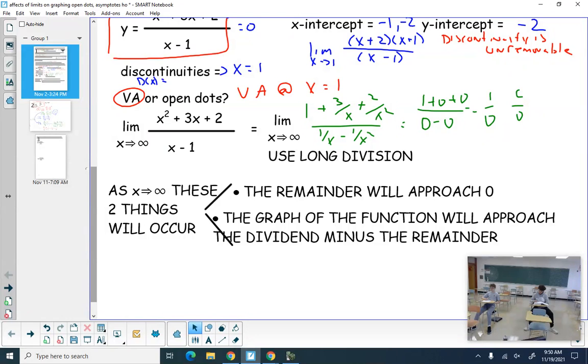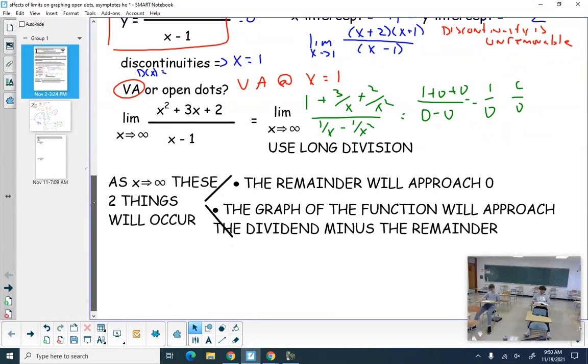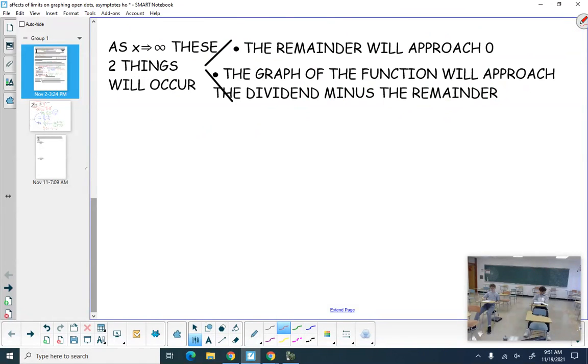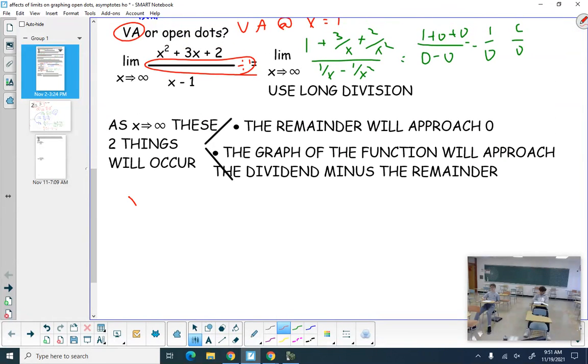So what we're going to do is look at this function up here. We're going to transform it because it's asking us to divide. When we have this fraction bar, it's asking us to divide. So we're going to look to transform this into a different look. We could do one of two things. We could take the x minus 1 and divide it into the x squared plus 3x plus 2.